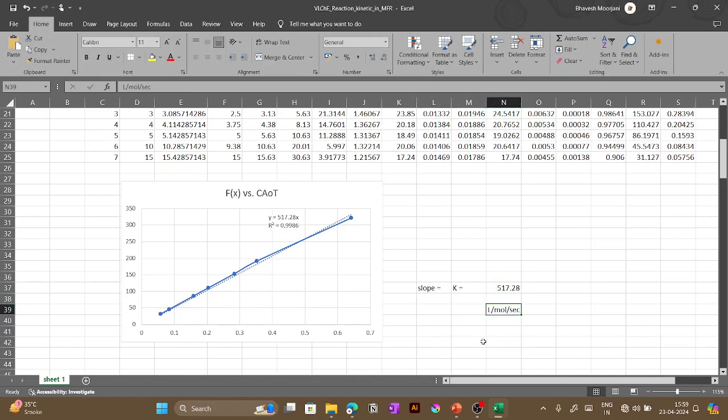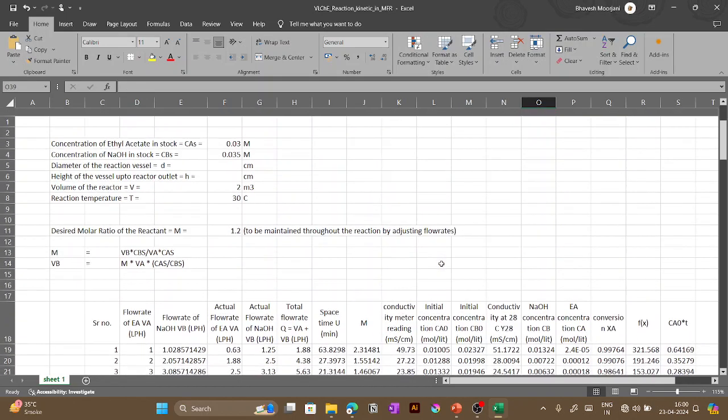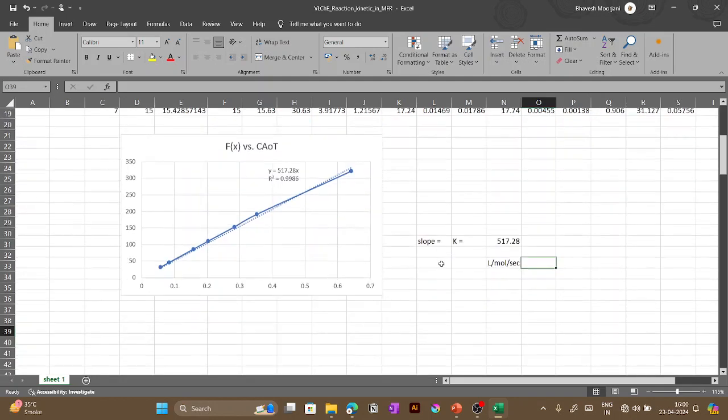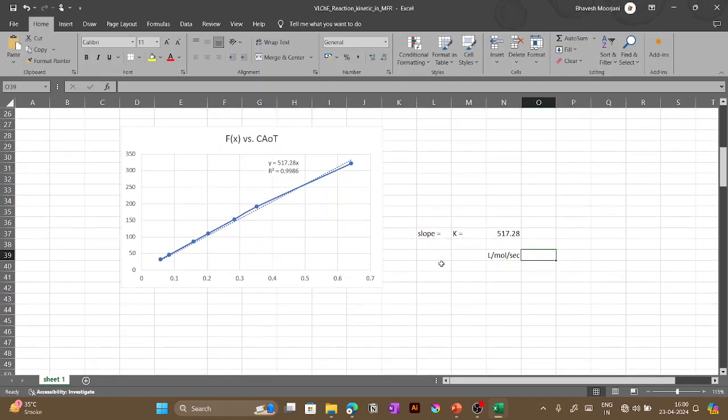Right. And this will be the unit, because see, you have k tau ca0. ca0 unit is mole per liter, right? So unit of k should be the reverse of that, so liter per mole, and to remove the second, liter per mole per second. So this is your k unit. So that's how we have found the rate constant for one temperature, 30 degree centigrade.